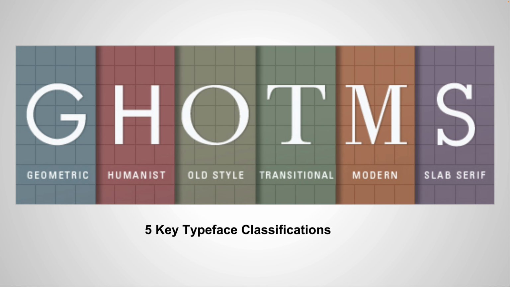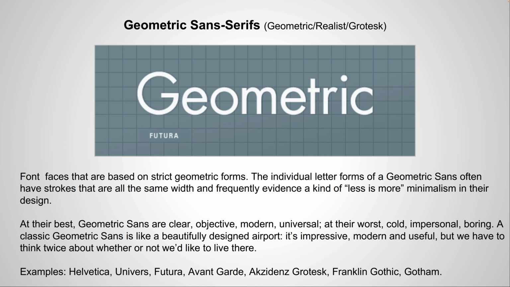There's generally 5 typefaces or key typefaces: geometric, humanist, old style, transitional. I always want to say traditional. Transitional, modern, and slab serif. They relate to each other in various different ways. I'm not going to go over every single word here, but geometric fonts are generally sans serif fonts. They can be serifed fonts, but they're generally sans serif. So for this example, we're using the font Futura.